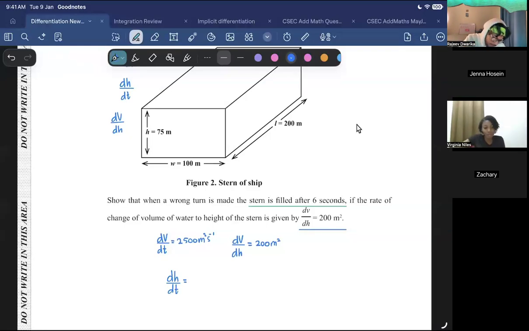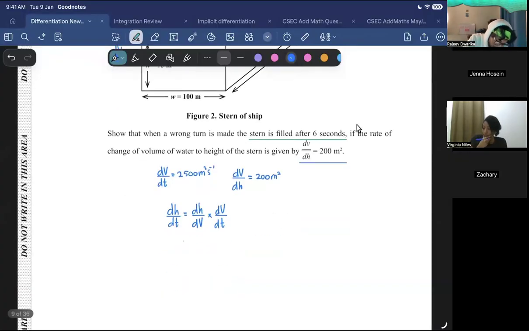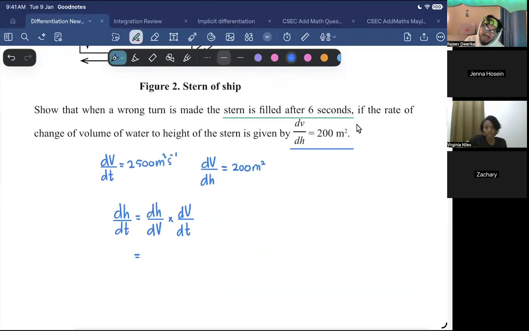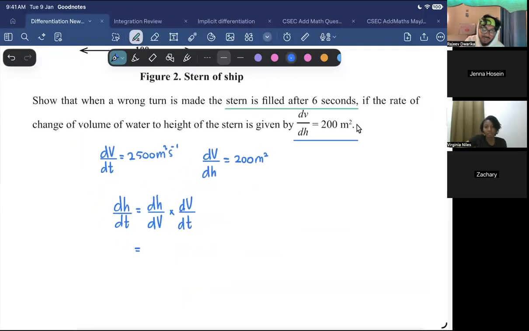So Jana, if I wanted to get dh/dt, how would I get that? So dh on top and dt at the bottom, and dV so they can cancel off. How would I get dh/dV? You have to differentiate something. No, I don't want to tell you, but you could figure this out. It's right there.